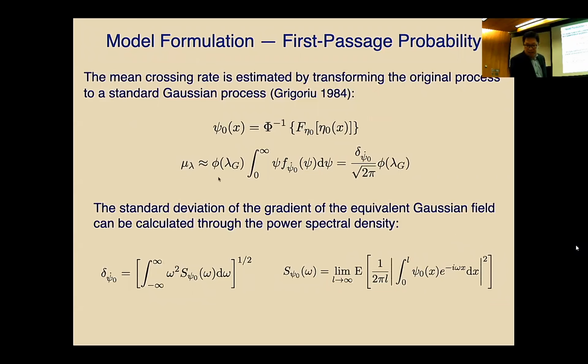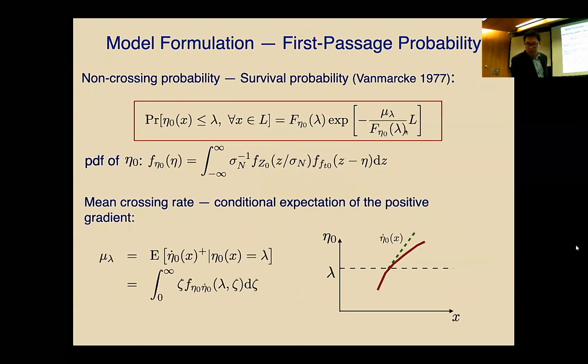So basically, in the end, there's a mu lambda, the crossing rate in an equivalent Gaussian process, which can be expressed in this form, where delta is the standard deviation of the gradient of the equivalent Gaussian process, which can be computed from a spatial density function. So the whole idea here is that we have an eta 0 field. We transform it to an equivalent Gaussian field to calculate the equivalent crossing rate and use that to back calculate the crossing rate of the actual process.